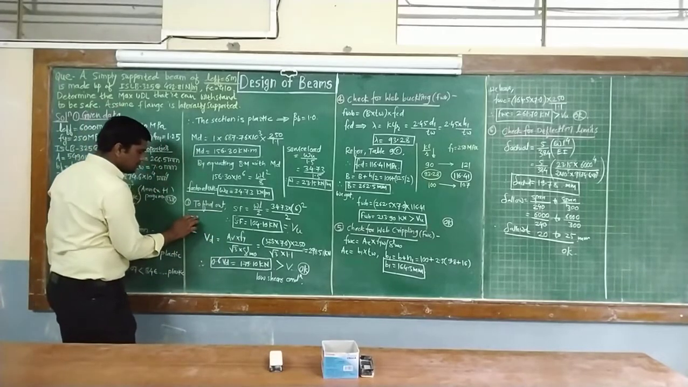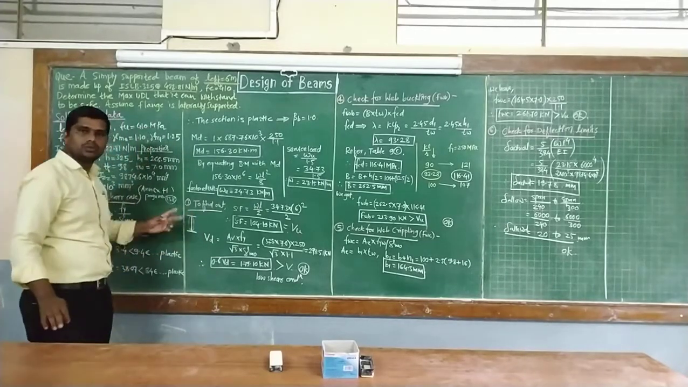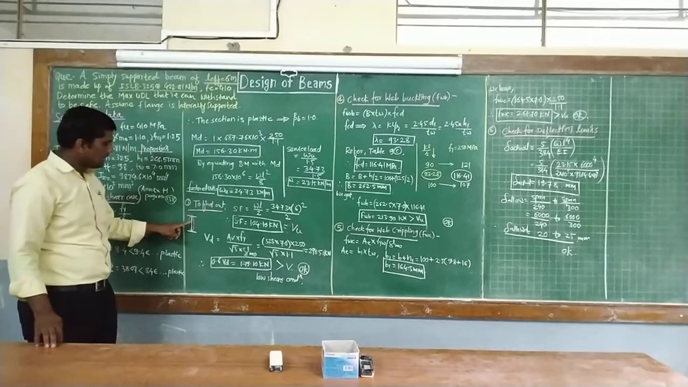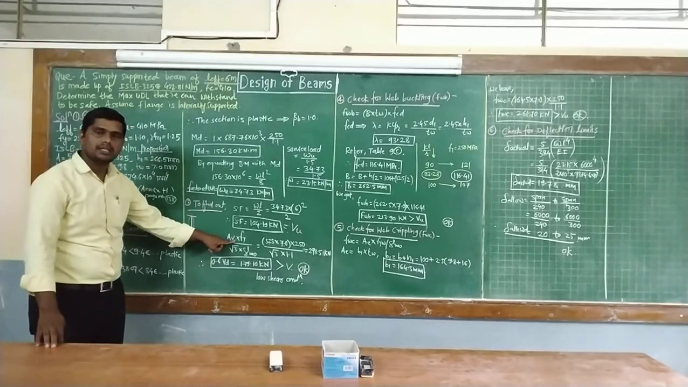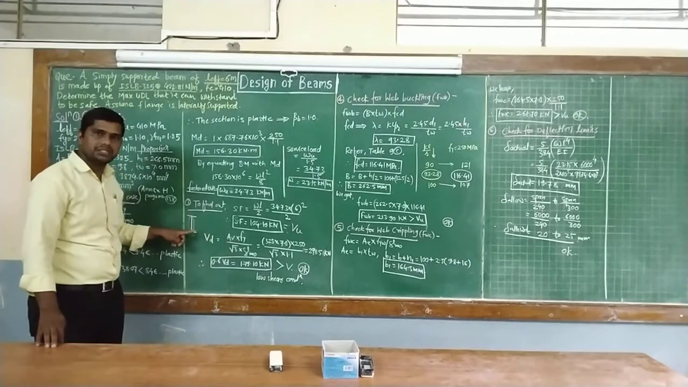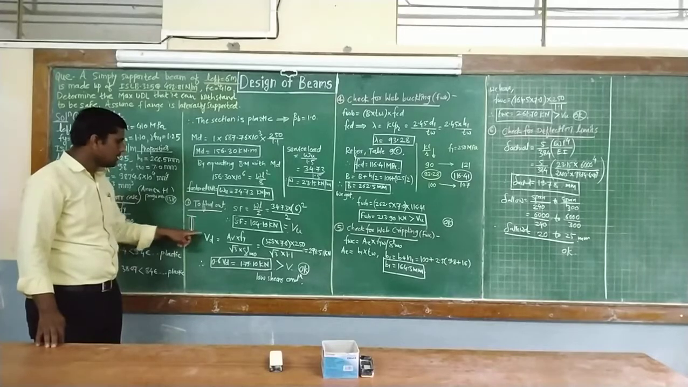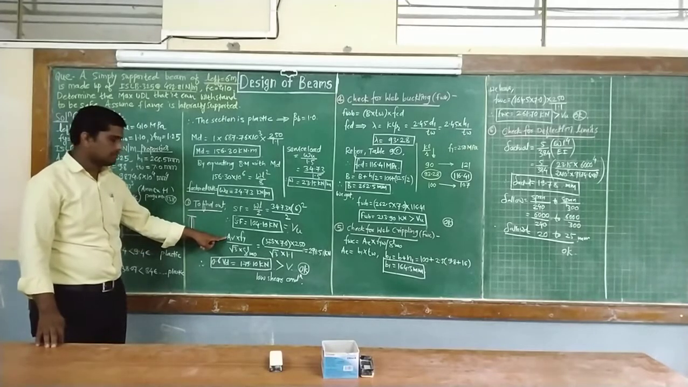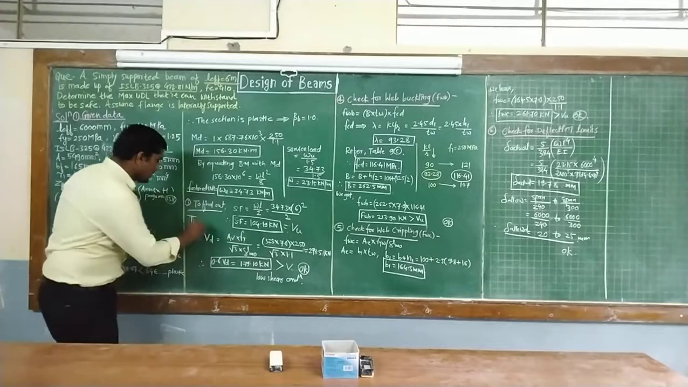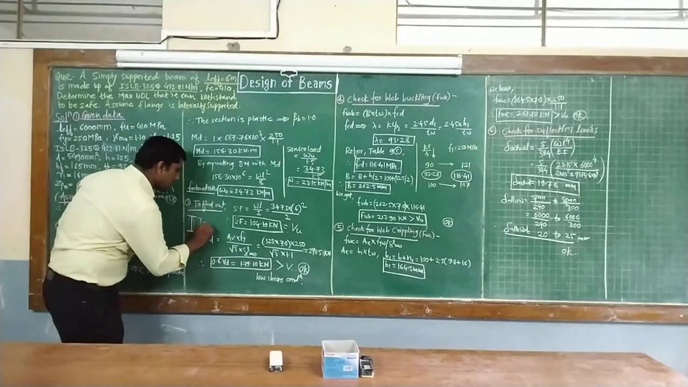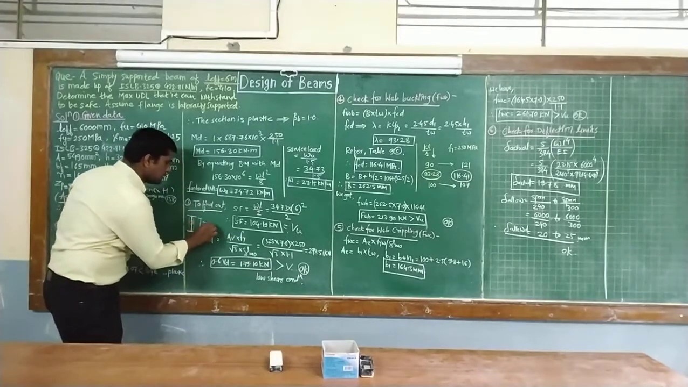For example, this top flange, bottom flange, and the intermediate section between the two flanges is known as the web. This is the area of shear, and shear is related only to the web section. So here we are going to take the area of the web. The depth of the I section is 325 and the thickness of the web is 7.